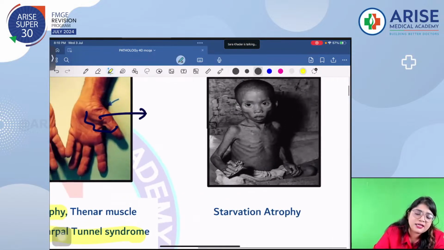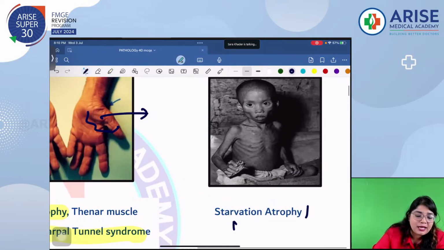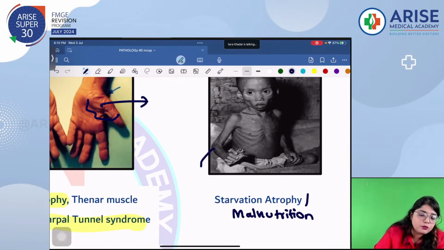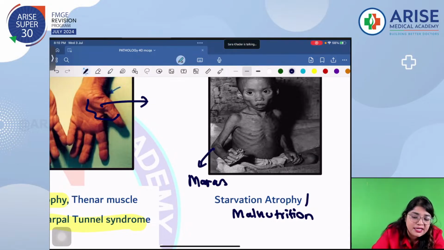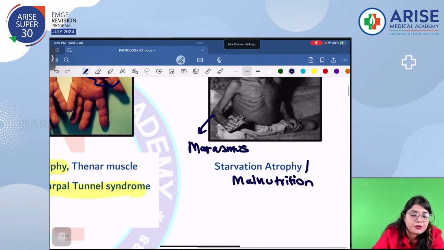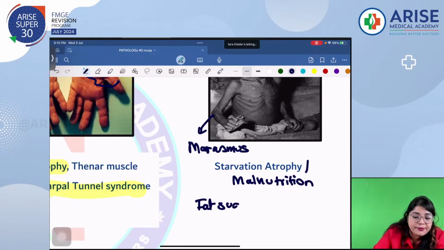And here this is starvation or malnutrition atrophy. And if you remember, here you don't see any kind of edema. So the only two protein energy malnutrition conditions that we have are kwashiorkor and marasmus. So this must be marasmus. Remember, there was a PYQ about kwashiorkor as a fat sugar baby. Remember, edema is present in kwashiorkor.